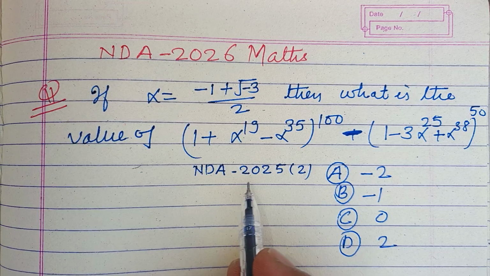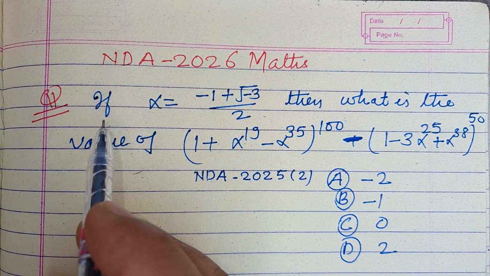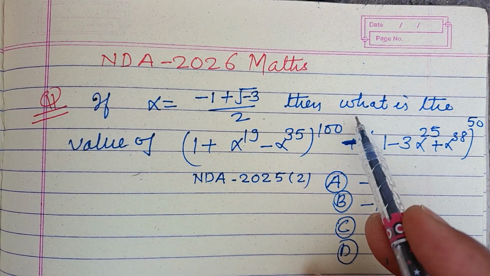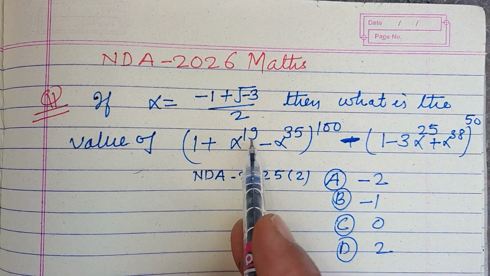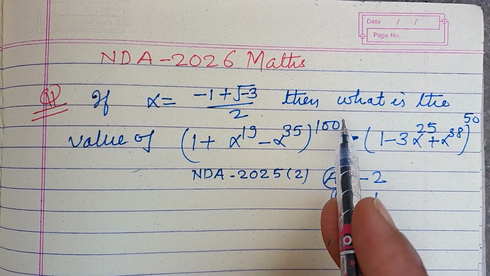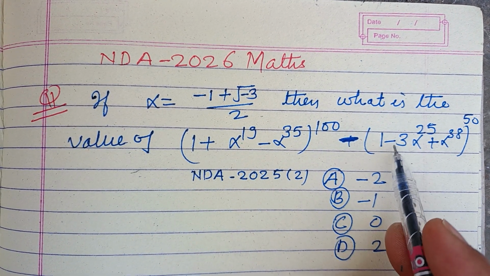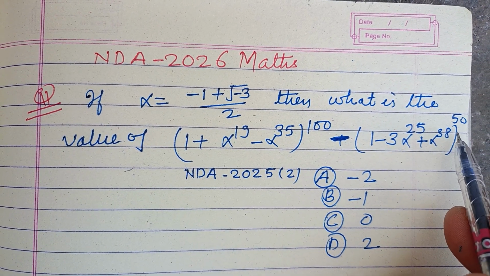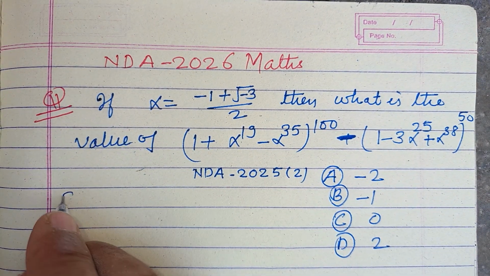This is a question from NDA 2nd 2025. If alpha equals (-1 + √-3)/2, then what is the value of (1 + α^19 − α^35)^100 − (1 − 3α^25 + α^38)^50?